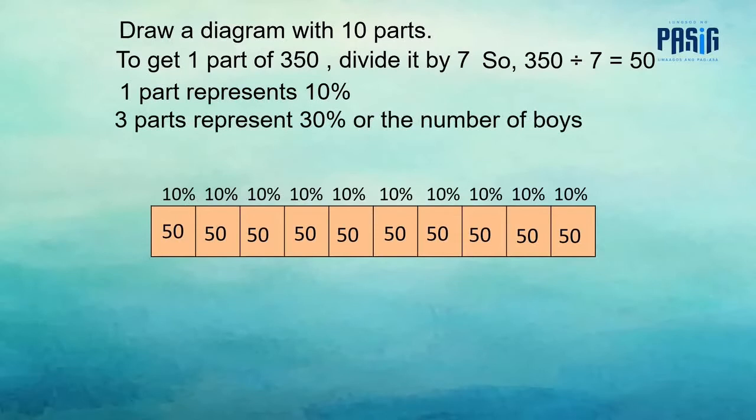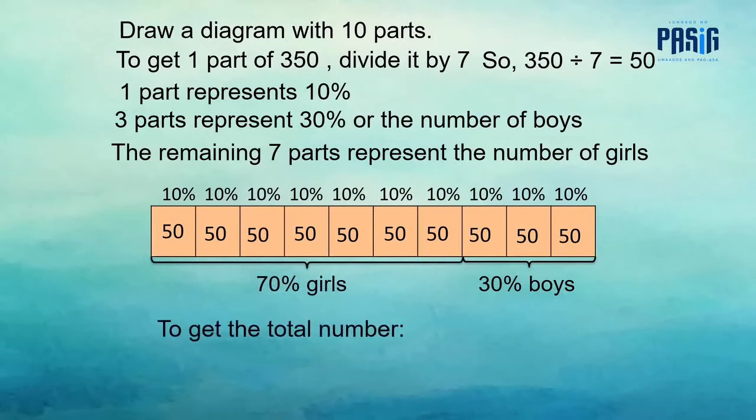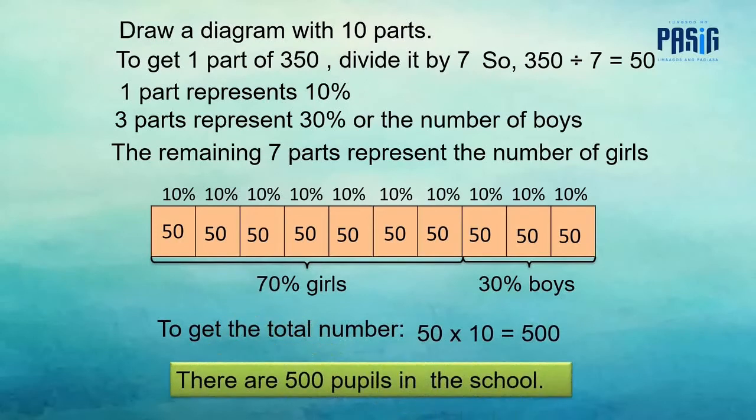3 parts represent 30%, or the number of boys. The remaining 7 parts represent the number of girls. To get the total number, 50 times 10 parts is equal to 500. The answer is, there are 500 pupils in the school.